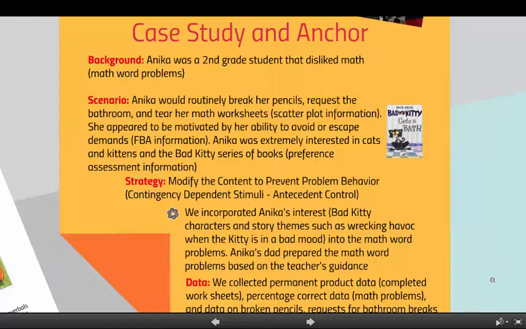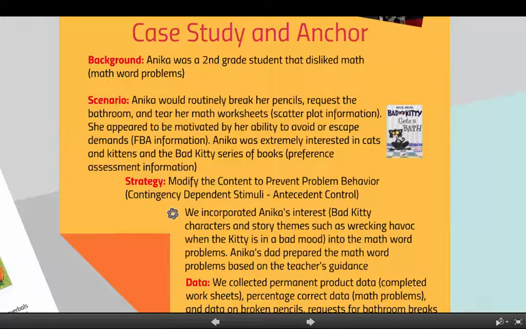Annika was a second grade student at the time who very much disliked math, specifically math word problems. Annika would routinely break pencils, throw pencils, request for the bathroom, tear up her math worksheets, and we found out through scatterplot information that these behaviors were present during math time. And that popped up. It became very visible, very evident to us over a period of a couple of weeks. She appeared to be motivated by her ability to escape and avoid math. And we got that information through the FBA.